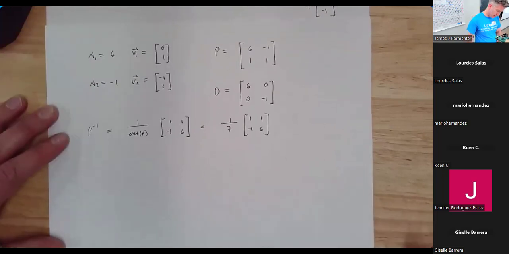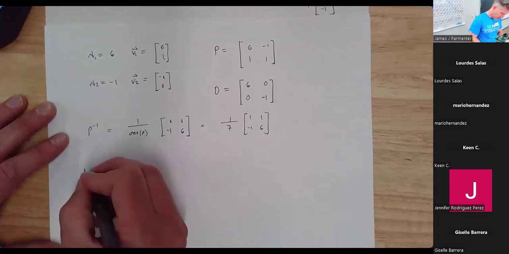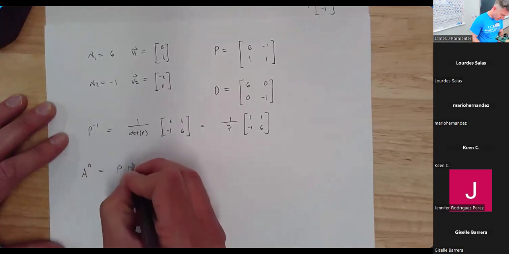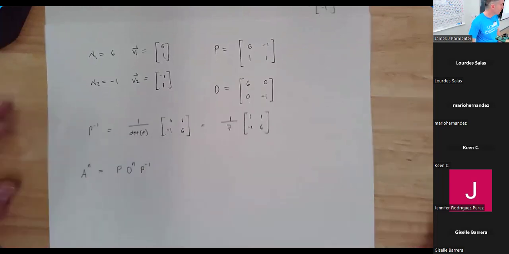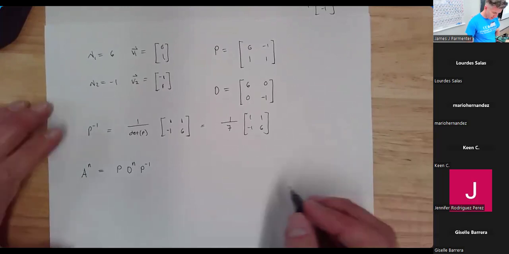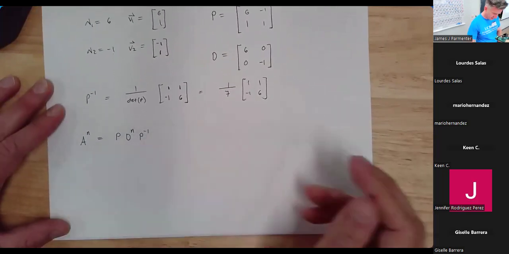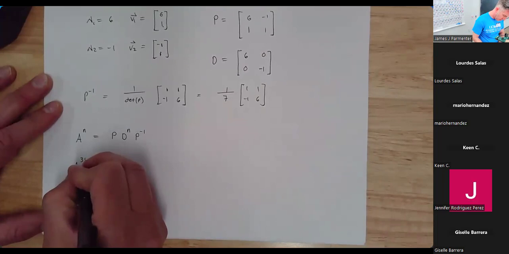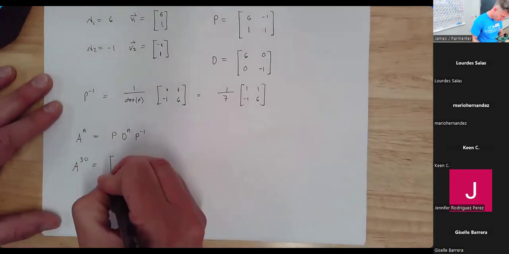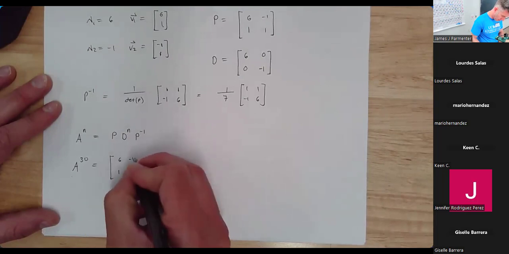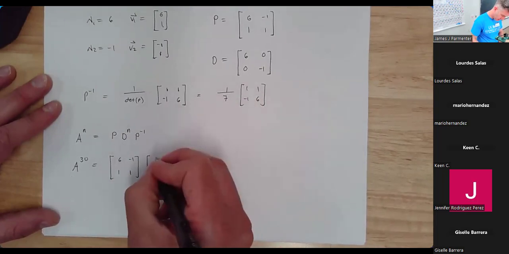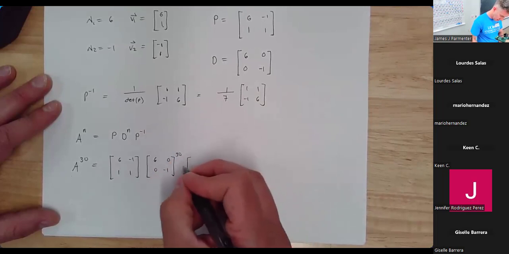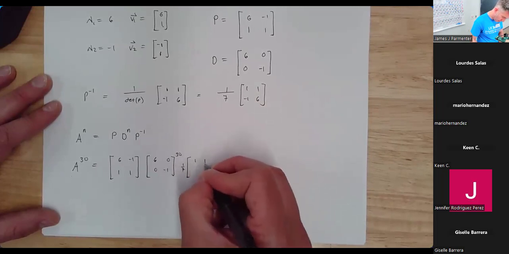And then we get to say that A to any power is equal to P times D to that same power times P inverse. So that means that A to the, did I say 30th power? I know it's been forever since I started this problem. I think I said 30th. A to the 30th power is going to be P, which is 6, negative 1, 1, 1. D to the 30th, so 6, 0, 0, negative 1 to the 30th power, times P inverse, which is 1 seventh times 1, 1, negative 1, 6.